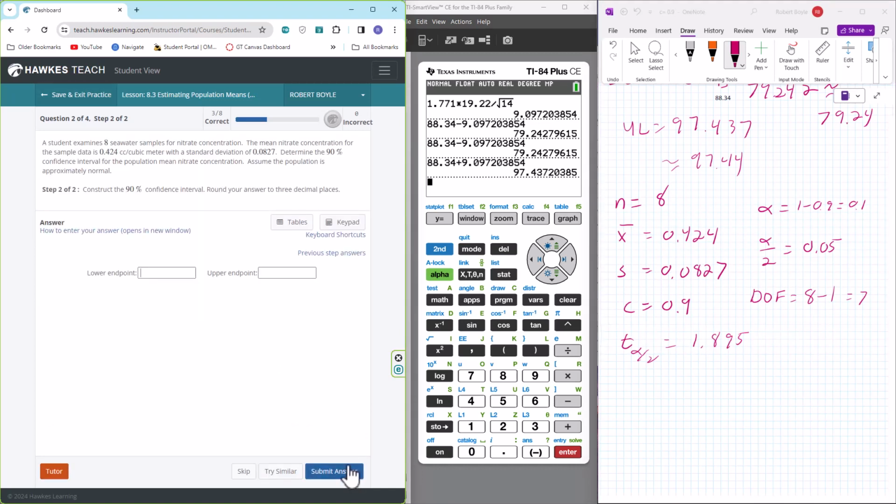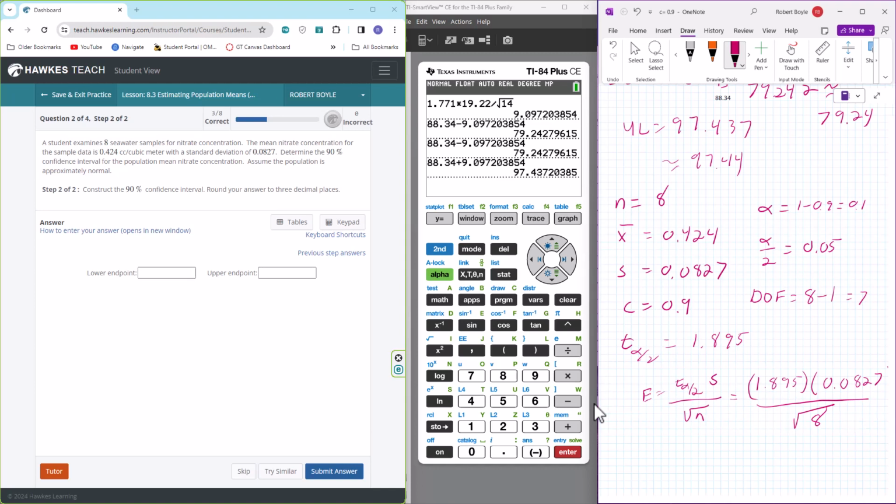Now we need to figure out what our confidence interval is, first by computing our error. Our error is going to be equal to T alpha over 2 times sigma, no, not sigma, S, our sample standard deviation, divided by the square root of N. That is going to be 1.895 times 0.0827 divided by the square root of 8.